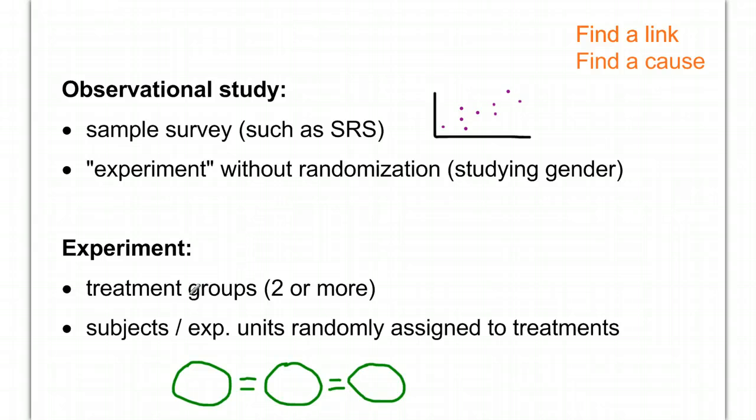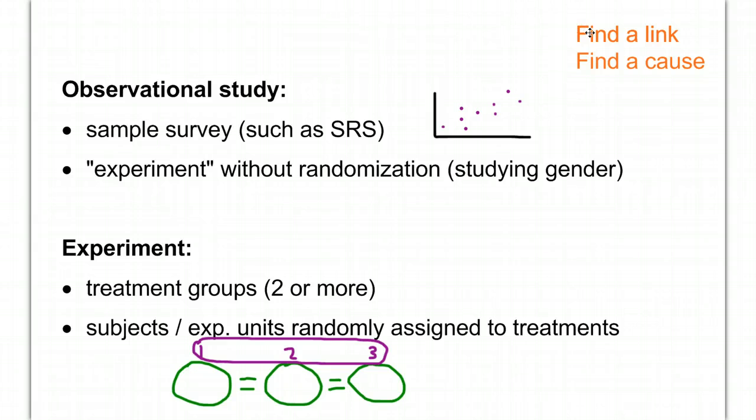Then we go out and we look at our treatment groups and we apply some treatment to them, and each treatment's a little bit different. Maybe one's taking a certain type of pill, one's taking a different type of pill, and one is taking a placebo or a fake pill. Then the only difference between these groups after the treatment is the very specific thing that we wanted to study. That's why we can find a cause.